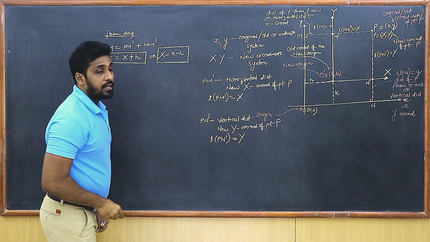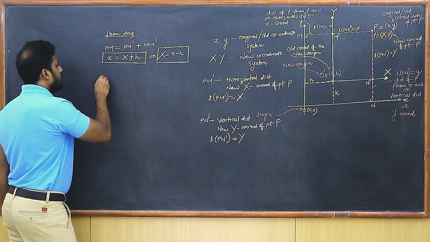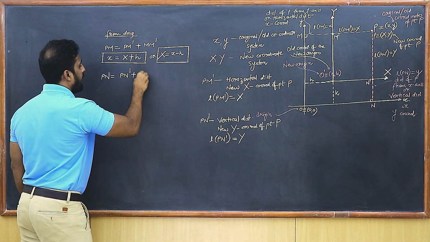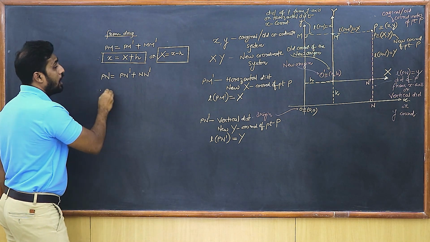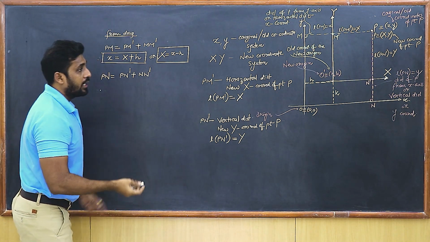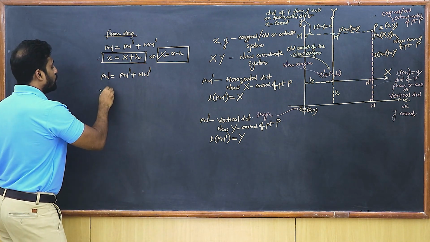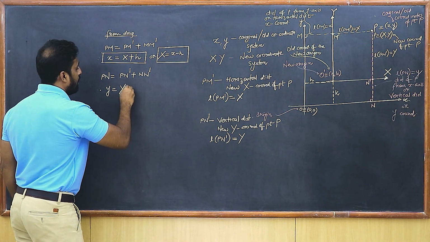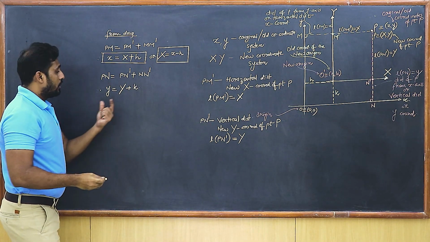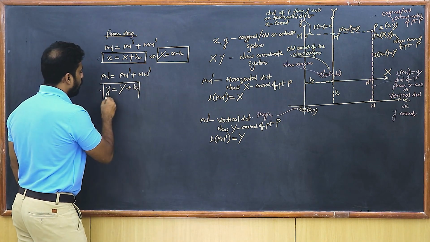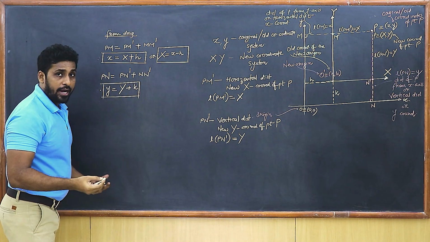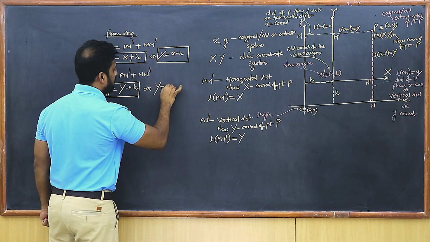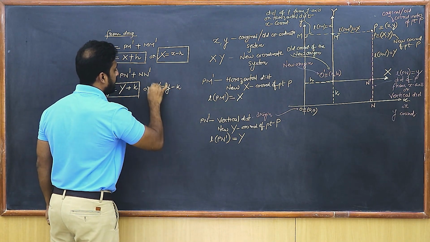Similarly, again from the diagram, can you see that PN, students, PN is going to be PN dash plus NN dash, isn't it? Now what is the length of PN? You can very easily understand that the length of PN is small y. So I write here small y is equal to PN dash, which is capital Y, plus k, isn't it? So this is the relation between the old and the new coordinates, the y coordinates of the point. From here, I can also say capital Y is equal to small y minus k.